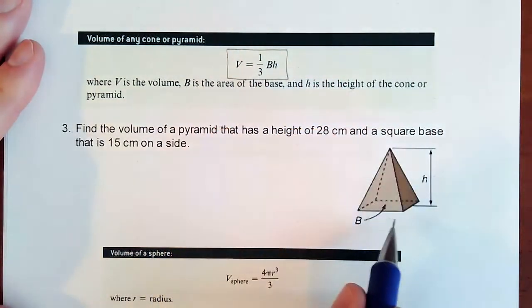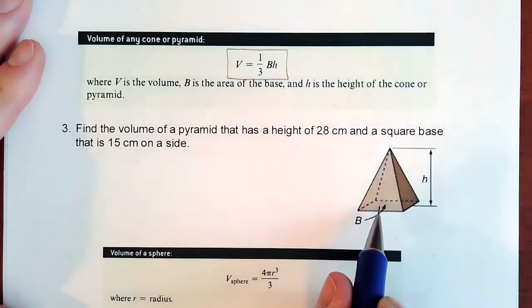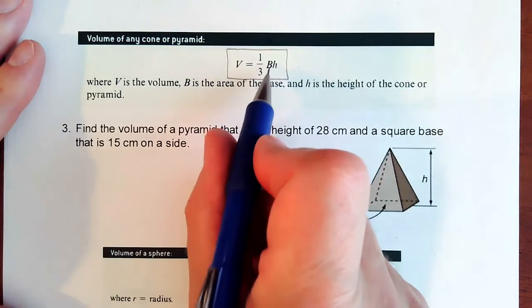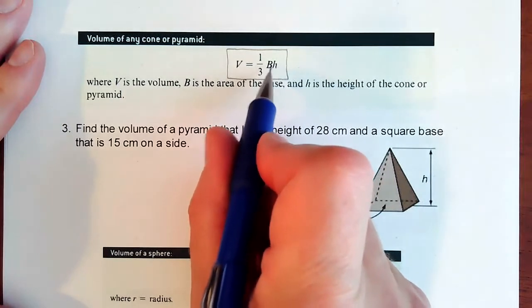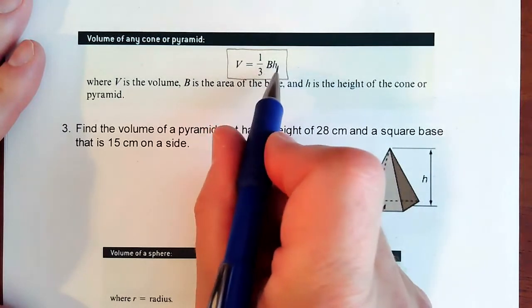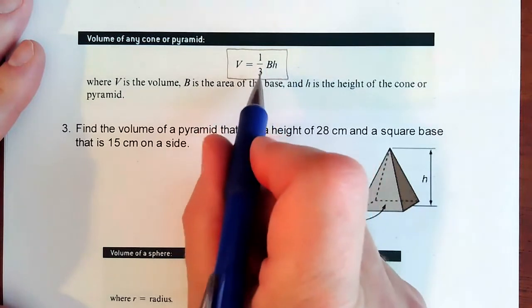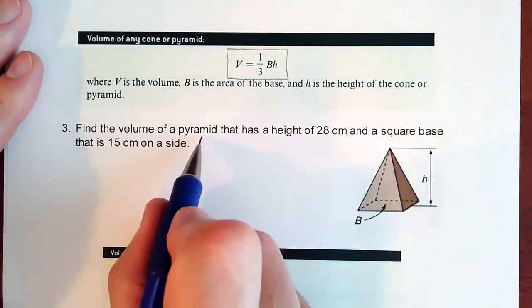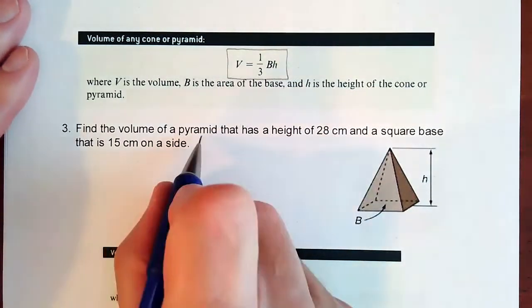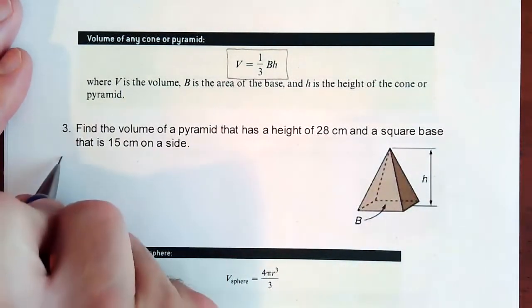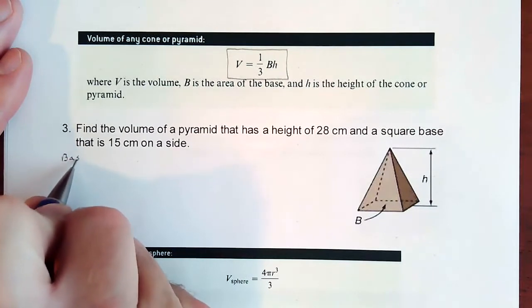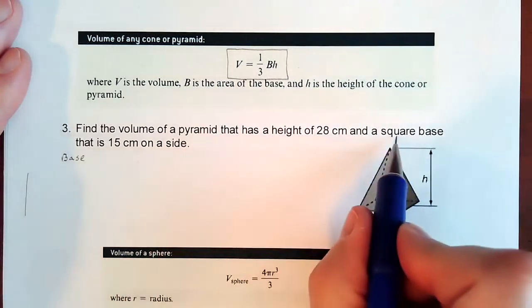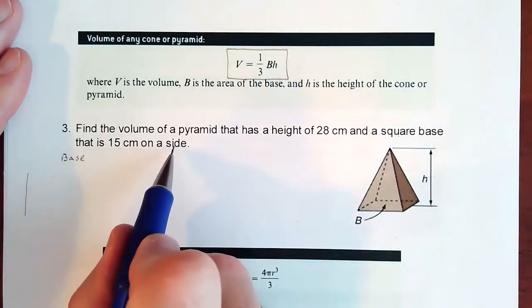So you could have a square, you could have a rectangle, you could even have a triangle, lots of different shapes. If it's a cone, then it just turns into a circle. So we're just finding the area of whatever that shape is and then multiplying by the height and then taking 1/3 of it, or dividing by 3. So if you're finding the volume of a pyramid, we need the area of the base. It says that we have a square base that is 15 centimeters on each side.